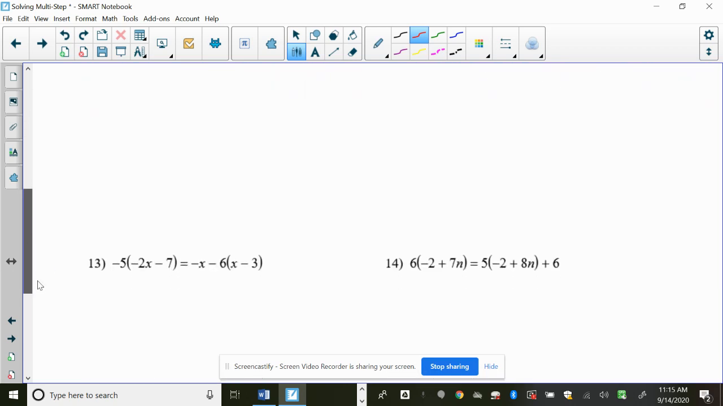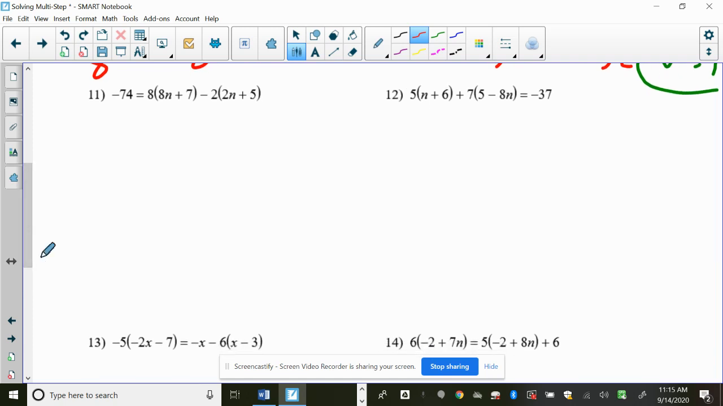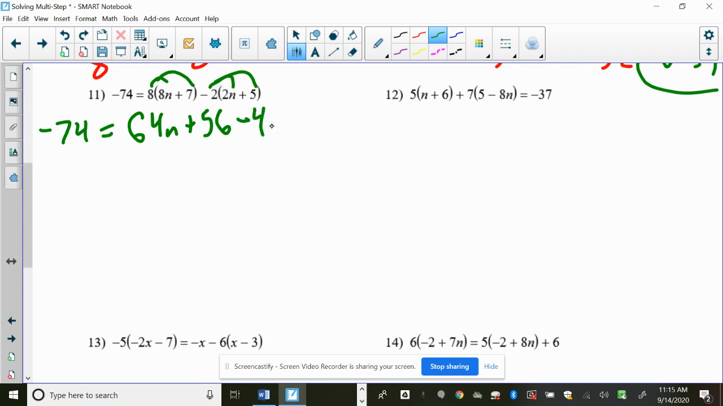Okay, so now we finish up with problems where we have 2 sets of parentheses. This process is still the same. We're going to multiply across parentheses first. So in this one, we still have negative 74 equals, we're going to multiply across these parentheses. So 8 times 8n, 64n, 8 times 7 plus 56. Now we're going to multiply negative 2 to both of these because that minus sign is attached to the 2. So negative 2 times 2n minus 4n, negative 2 times 5 minus 10.